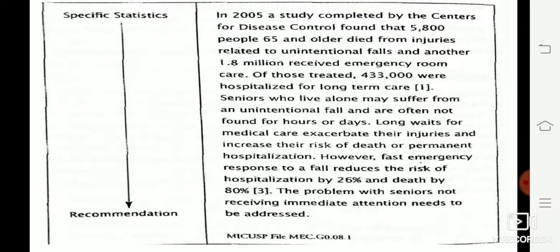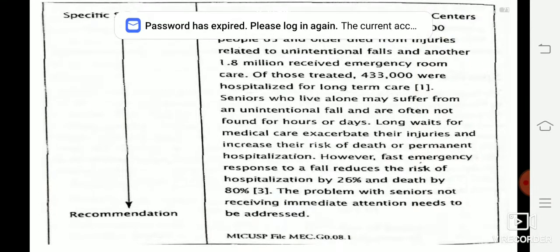All right. So here they start with something specific, and then they actually move to the general point. They start with, in 2005, a study completed by the Center for Disease Control found that, yes, this is very specific, and then they move to the broader. They conclude with the broader recommendation.